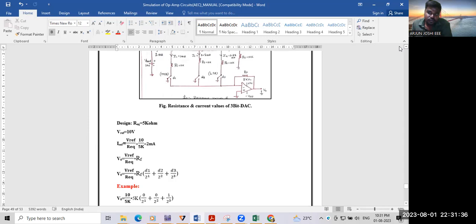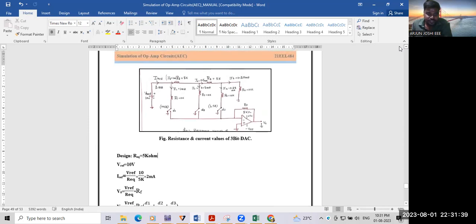Sir, what do you mean by this R to 2R? First, you need to consider that the parallel resistance is 2R. What is R? The resistance we connect in series is R. The resistance I connect in parallel is 2R. For example, if the series resistance is 5 kilo, then 2R is 5 into 2, that is 10 kilo. That is the R2R ladder network. This R2R ladder network digital to analog converter is what we are going to discuss in this class.